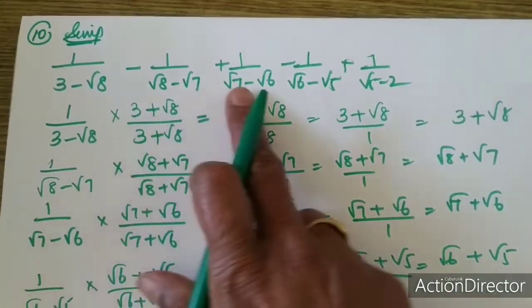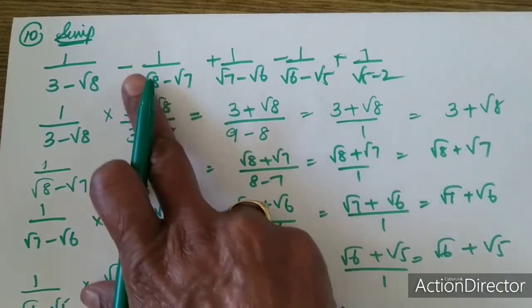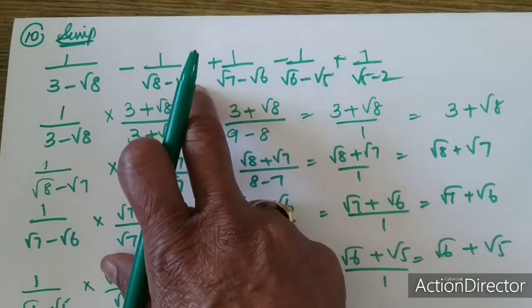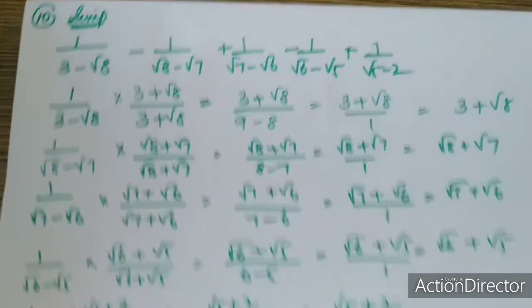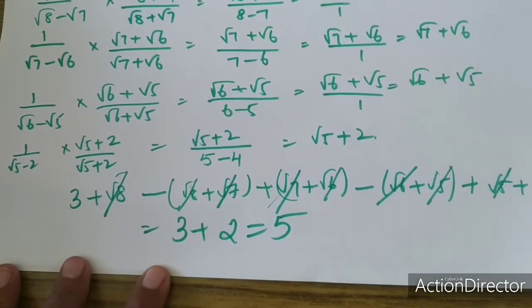So on simplification of this, I get 3 plus 2 is equal to 5. So whenever you get these types of questions, you separately rationalize each and every one, and don't forget to put the negative sign for the second term of the answer. On simplification, I get 3 plus 2 is equal to 5.